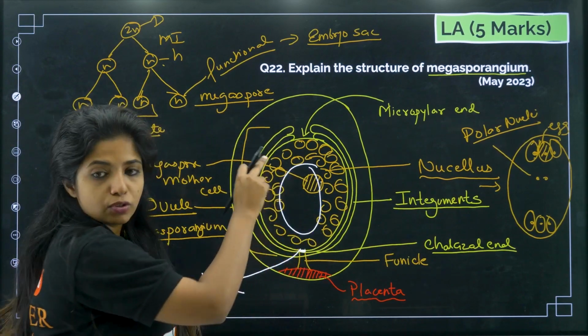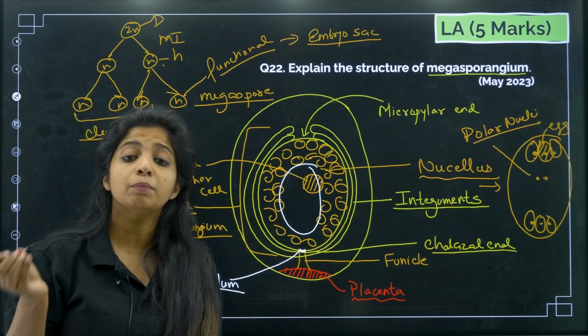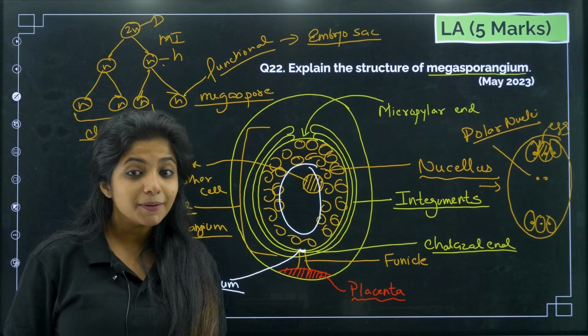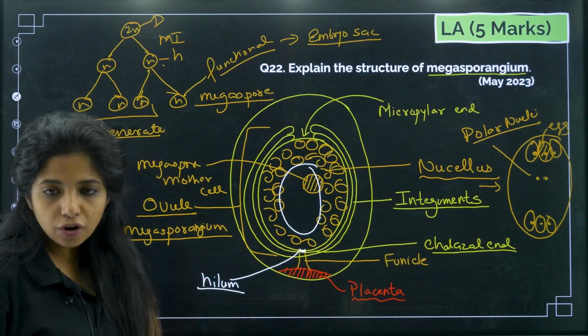You might still have some amount of nucellus left. Sometimes it degenerates, sometimes it may persist. If it persists, what do you call it? You call it perisperm, right? So this is how you can draw it and show.